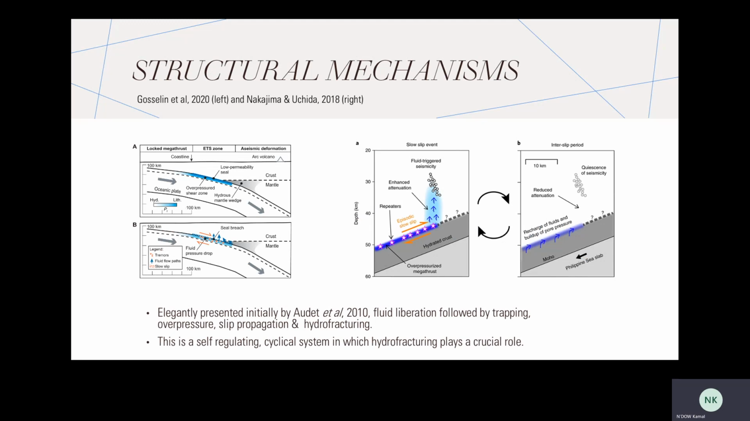Moving on to more detailed structural themes, Audet et al. proposed a mechanism for ETS generation that involves firstly the liberation of fluids from the dehydration reactions in the subducting crust.